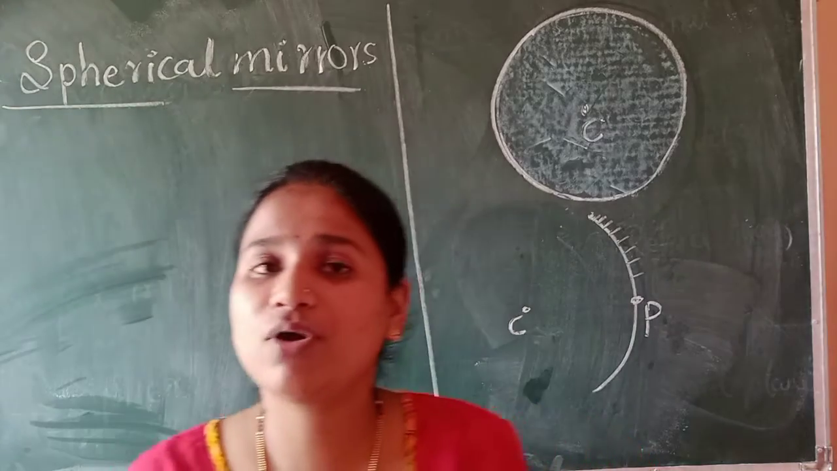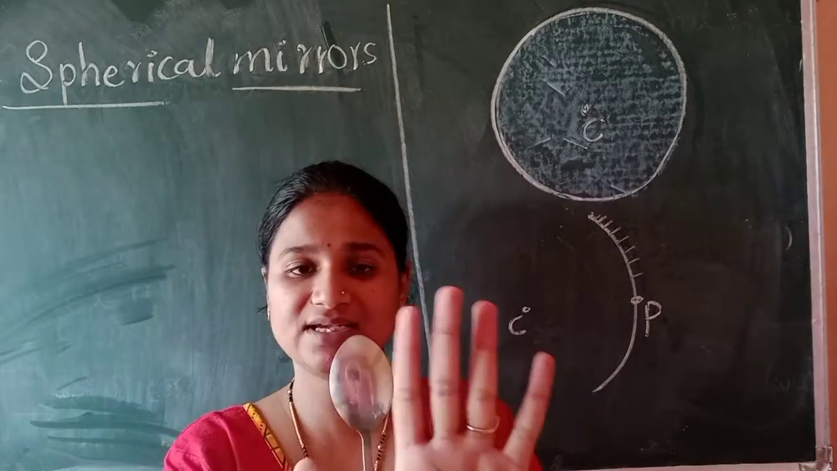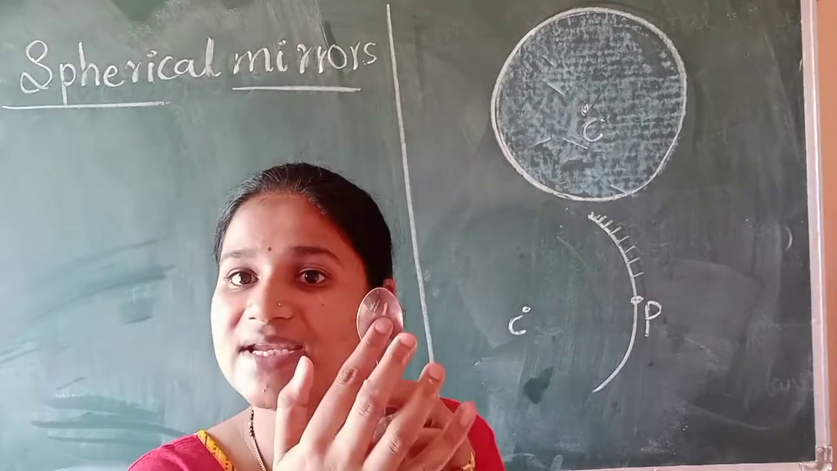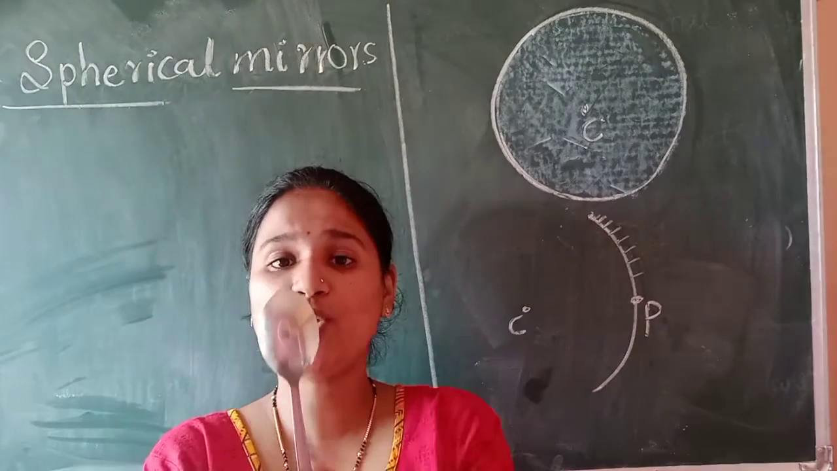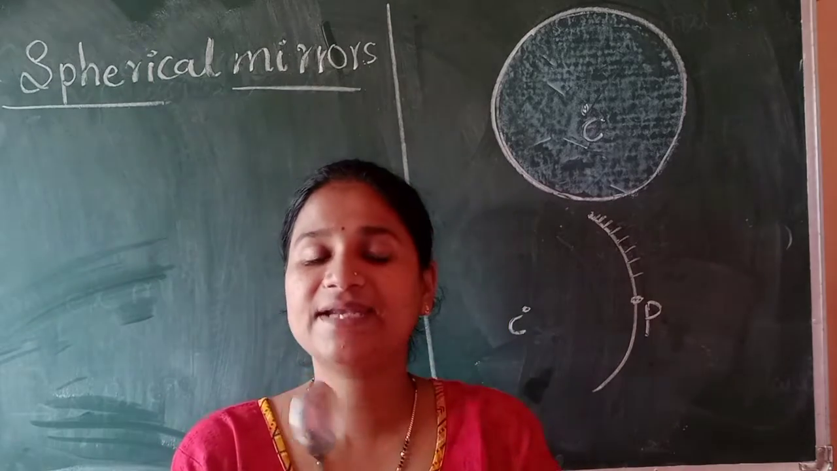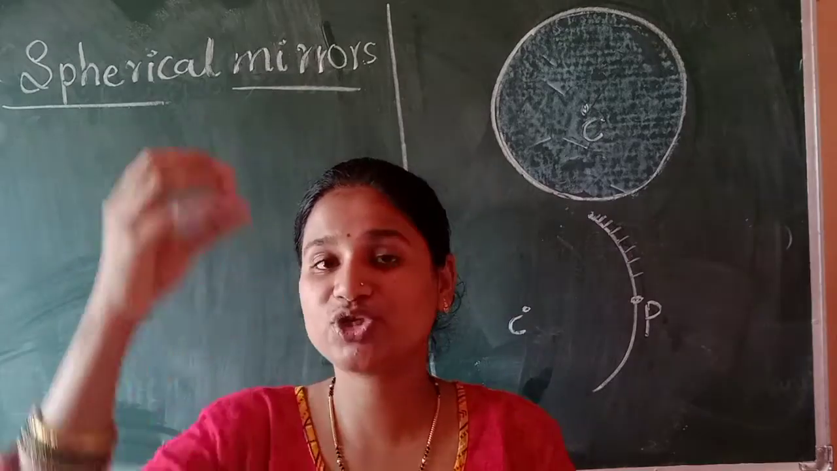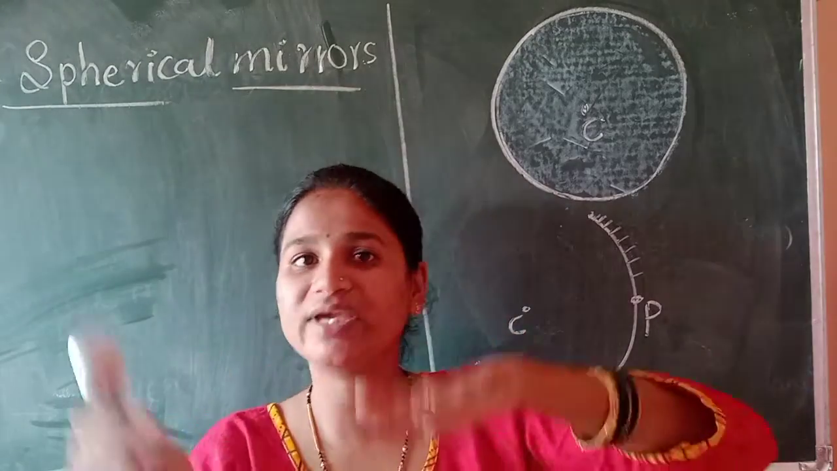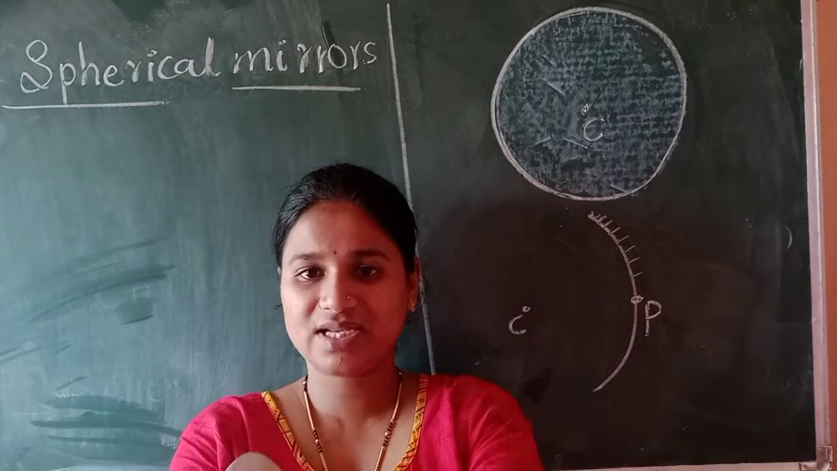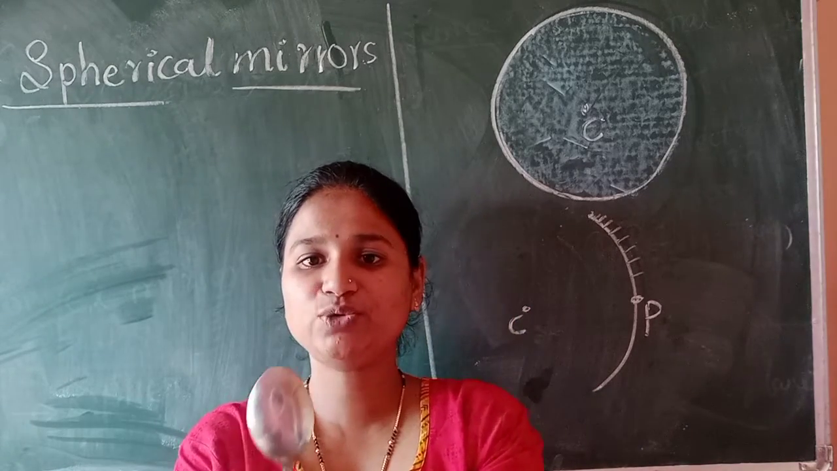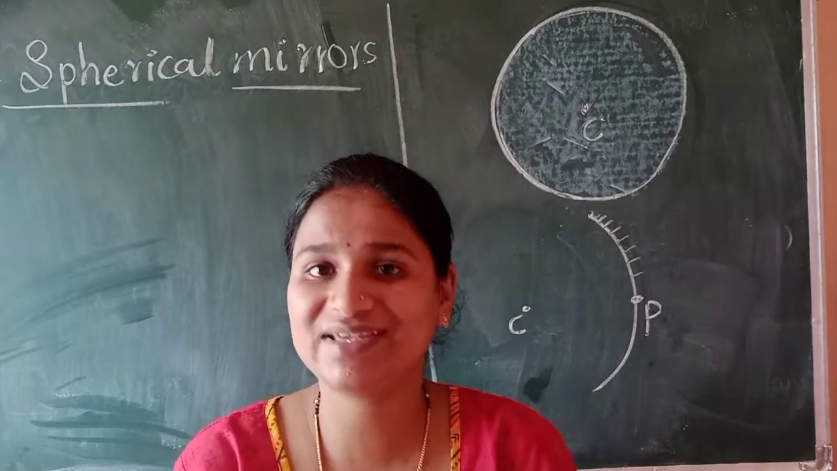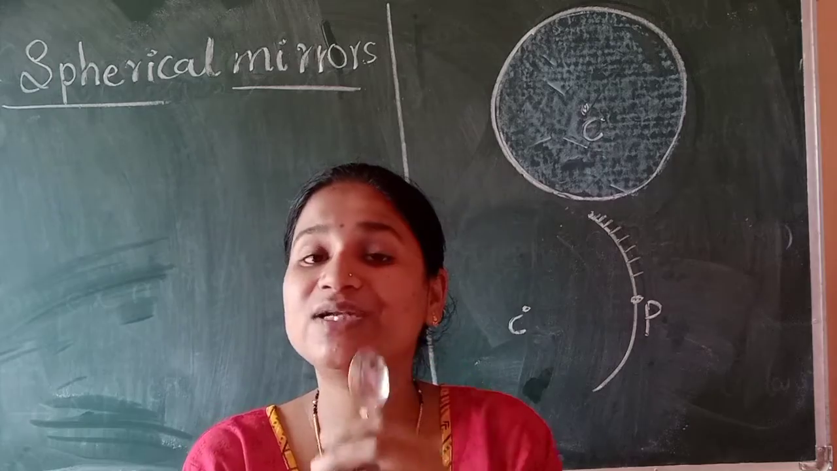Now I want all of you to take a spoon and observe yourself in the surface where it is curved inside. When you observe yourself in that surface, you can see your image is inverted. You are looking upside down. When you take the spoon away from you and then towards you, the image looks funny. Whatever you are seeing of yourself here looks funny.